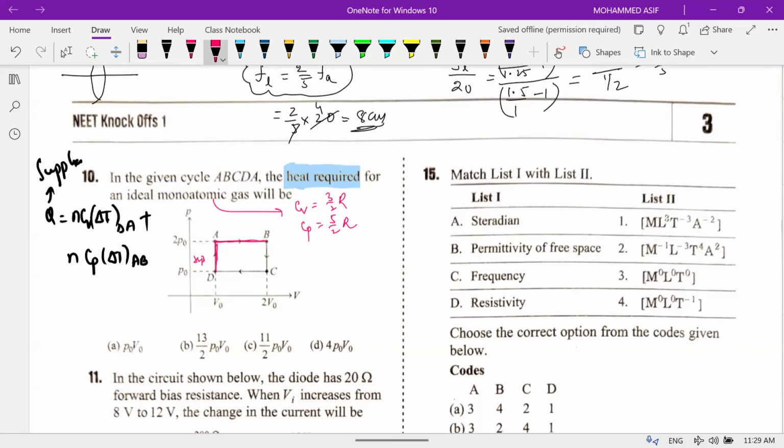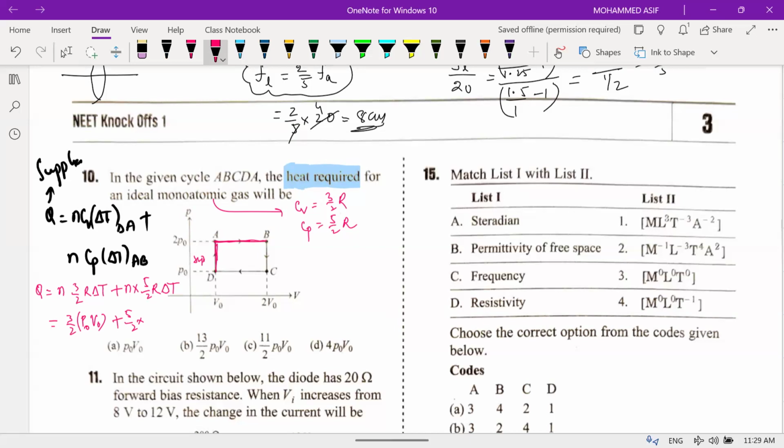And I can write nRT in terms of what? So Q is equal to n into 3 by 2 R delta T, plus n into 5 by 2 R delta T. I can write the first term, 3 by 2 into nR delta T, as pressure into change in volume, 2P naught minus P naught, which will be P naught. Plus 5 by 2 into nRT, which is nothing but pressure into change in volume.